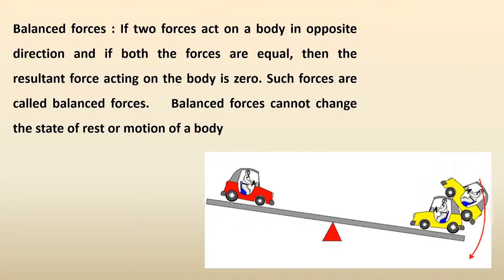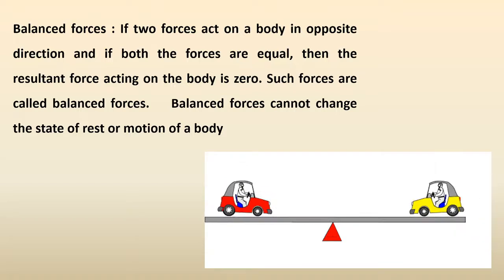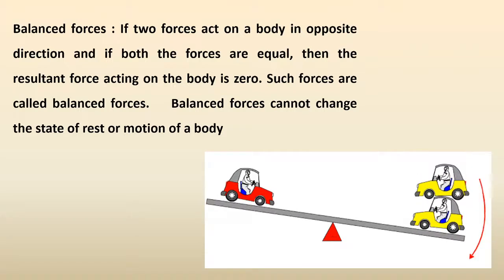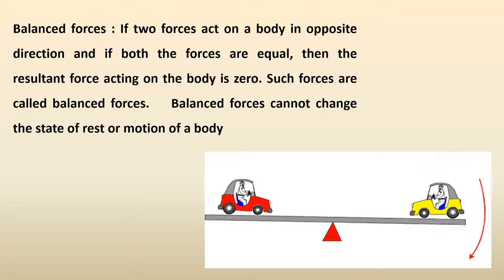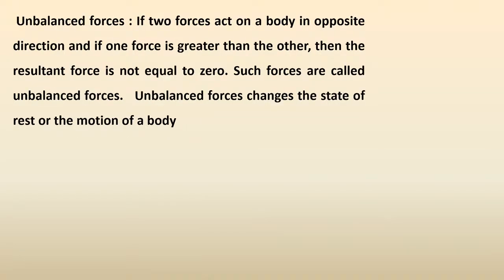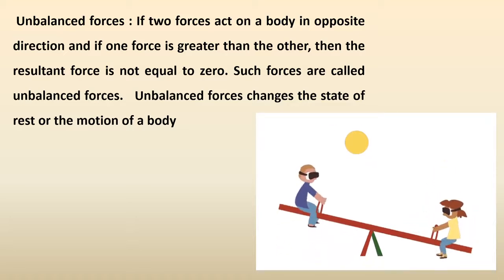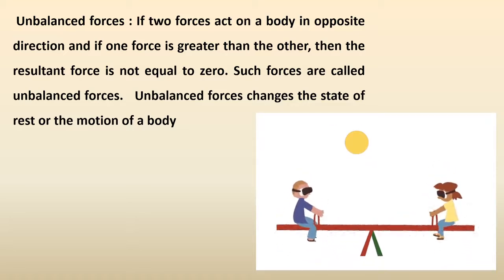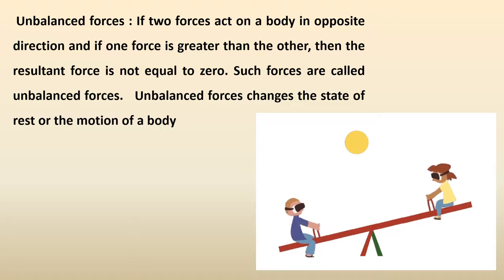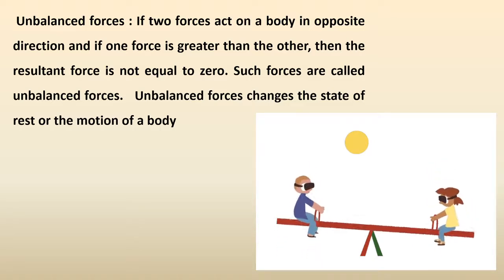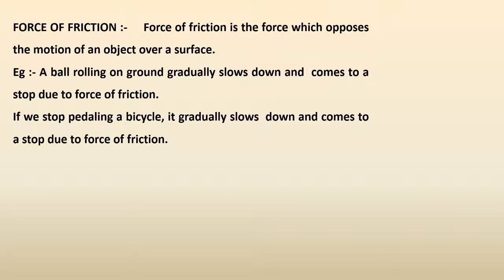This is an example of balanced force. This is an example of unbalanced force. And when one side is having two cars and the other is having a single one, then that is known as unbalanced force. You can see the example here. This is a seesaw, an example of unbalanced force. If on one side the force is increasing and on the other side it is decreasing, that is known as an unbalanced force.